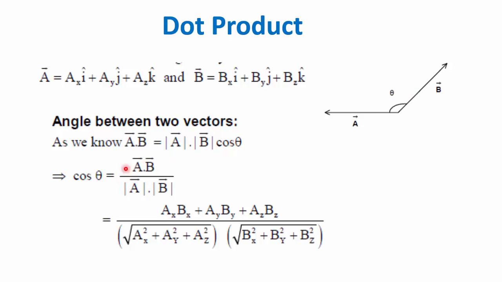cos theta is equal to a dot b divided by modulus of a multiplied by modulus of b. তাহলে modulus of a হচ্ছে এটা, আমরা আগেই পড়েছিলাম, root of ax square plus ay square plus az square, and modulus of b is root of bx square plus by square plus bz square. And what is a dot b? We have already done: ax bx plus ay by plus az bz. So I will substitute this value and get the value of cos theta.